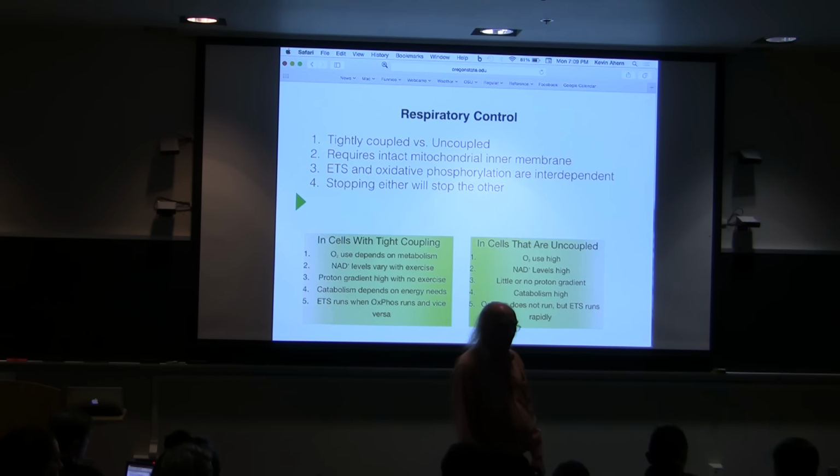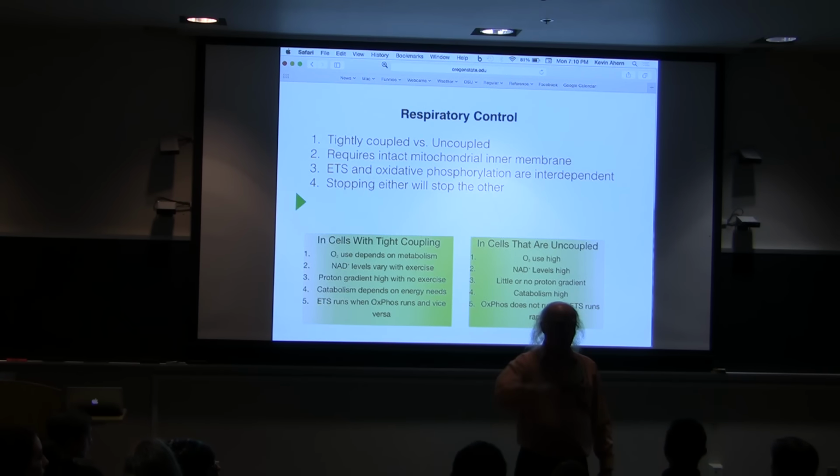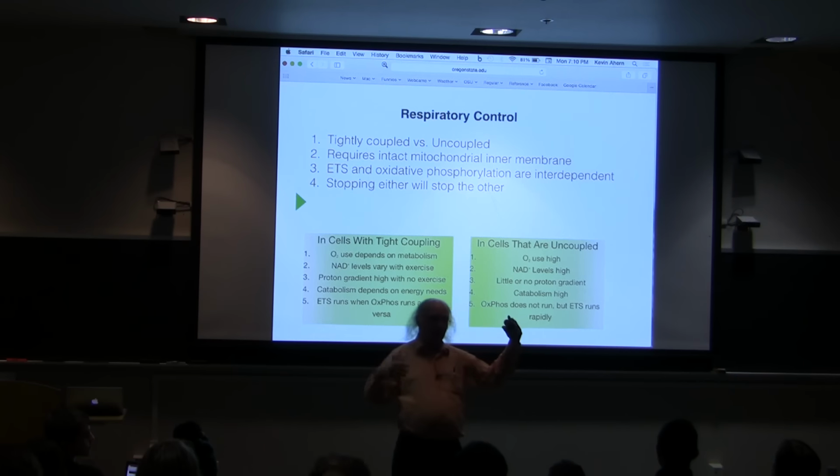Oxygen is needed for electron transport, right? So electron transport is what makes the proton gradient, which is the ultimate product of electron transport. So that's why I didn't put that on there. There's a lot of things I could say.